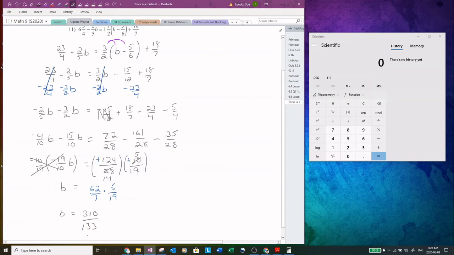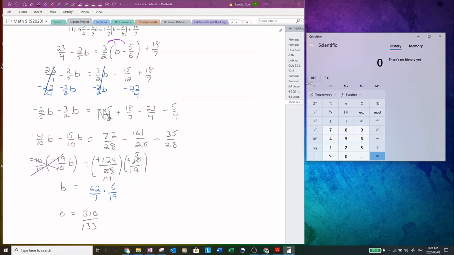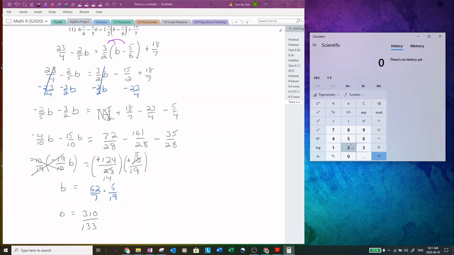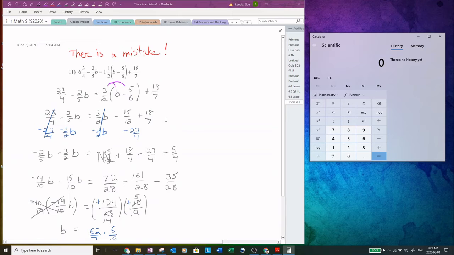And there were a lot of calculations in there, so I need to check my answer. I'm going to do that on this calculator I have over here on the right side. I'm just going to show you what I'm going to type in. I'm going to go back up to my question here. Let me just put this up here so I can have it all on the same screen. 310 over 133.